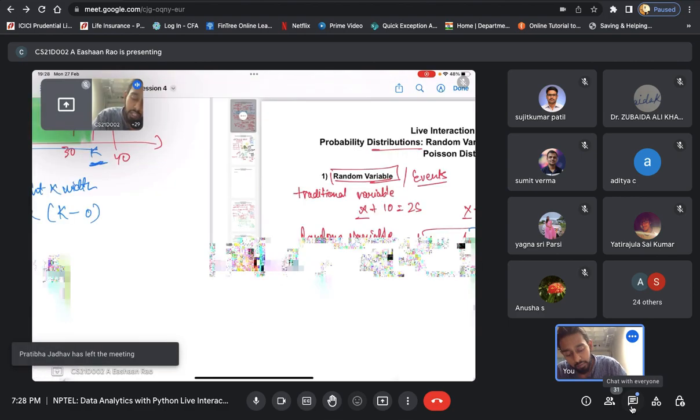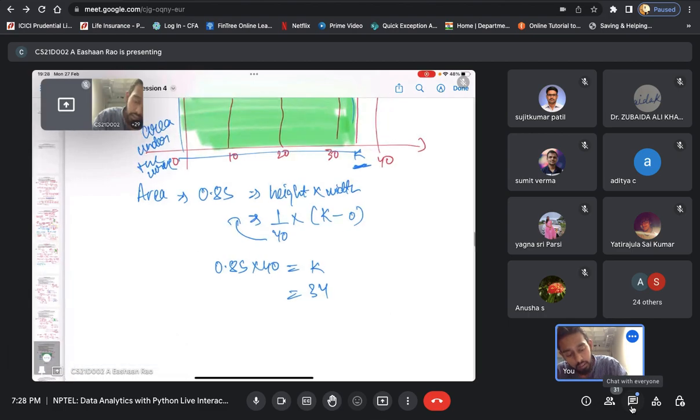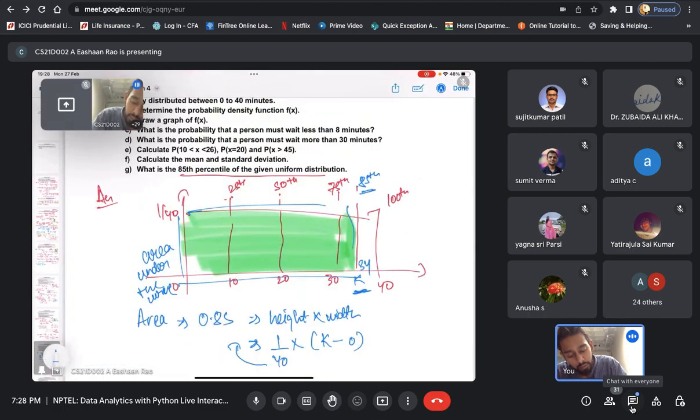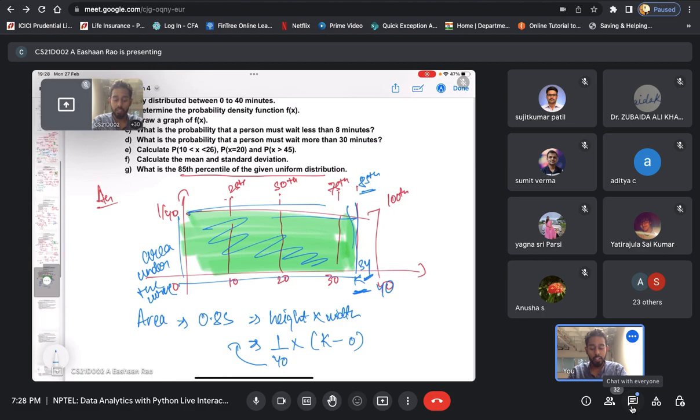So that means at the 34th value, I can get the 85th percentile of the given standard uniform distribution. From the 34th value till here, whatever I'm having, it's 85 percent of the value of the whole distribution. If I'm looking at the 40th value, that means I can get the whole 100 percentile of the distribution value. If I'm looking from the 34th, I can get 0.85 of the whole given distribution value. I hope this is clear for you.